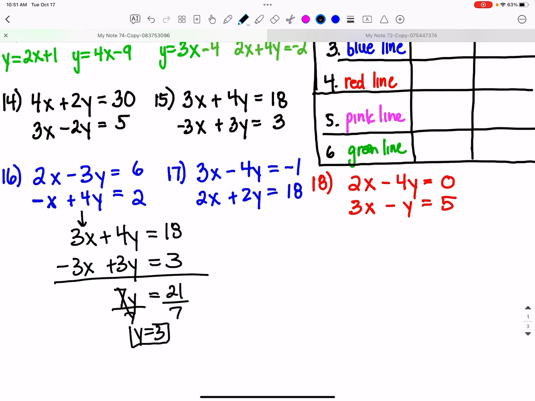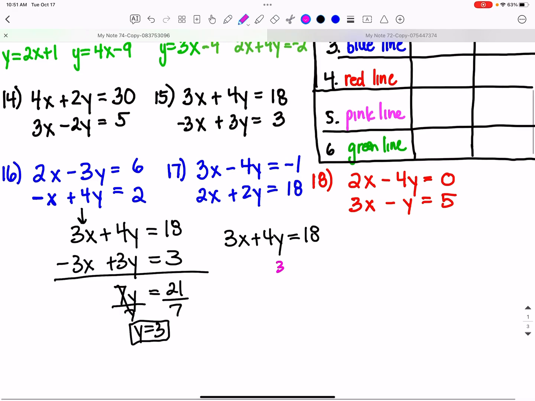But getting the x will be a little harder. 3x plus 4y equals 18. To me, that seemed like the easier equation. All right, but I know y is 3. So really, we have 3x plus 4 times 3 is 18. All right, 3x plus 12 equals 18.